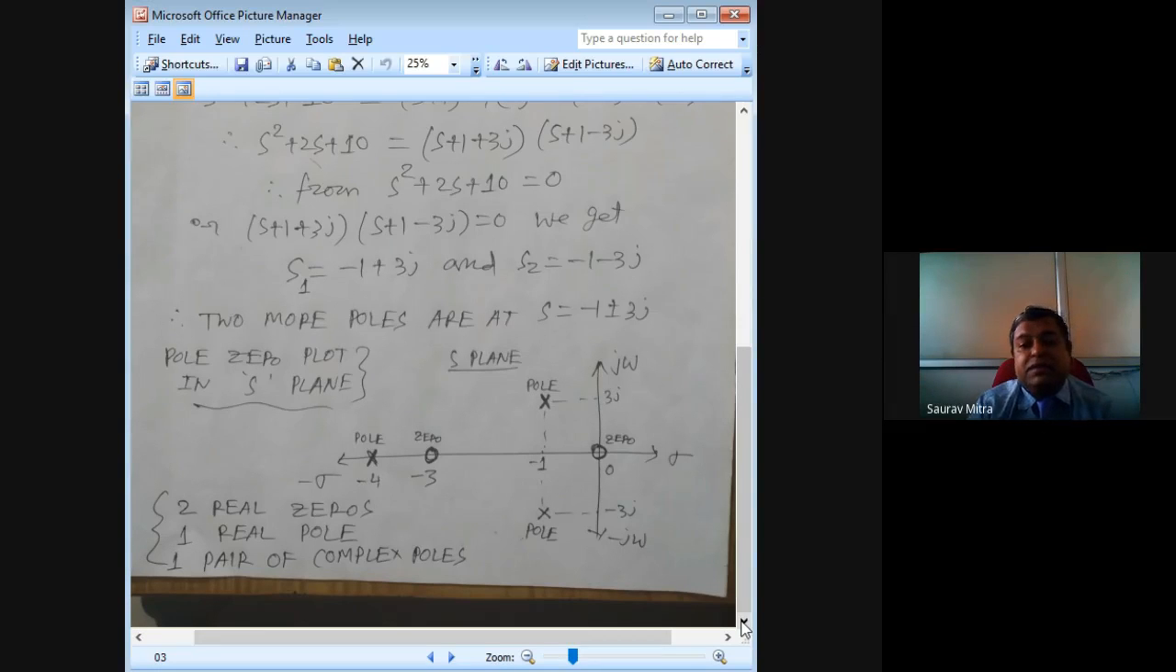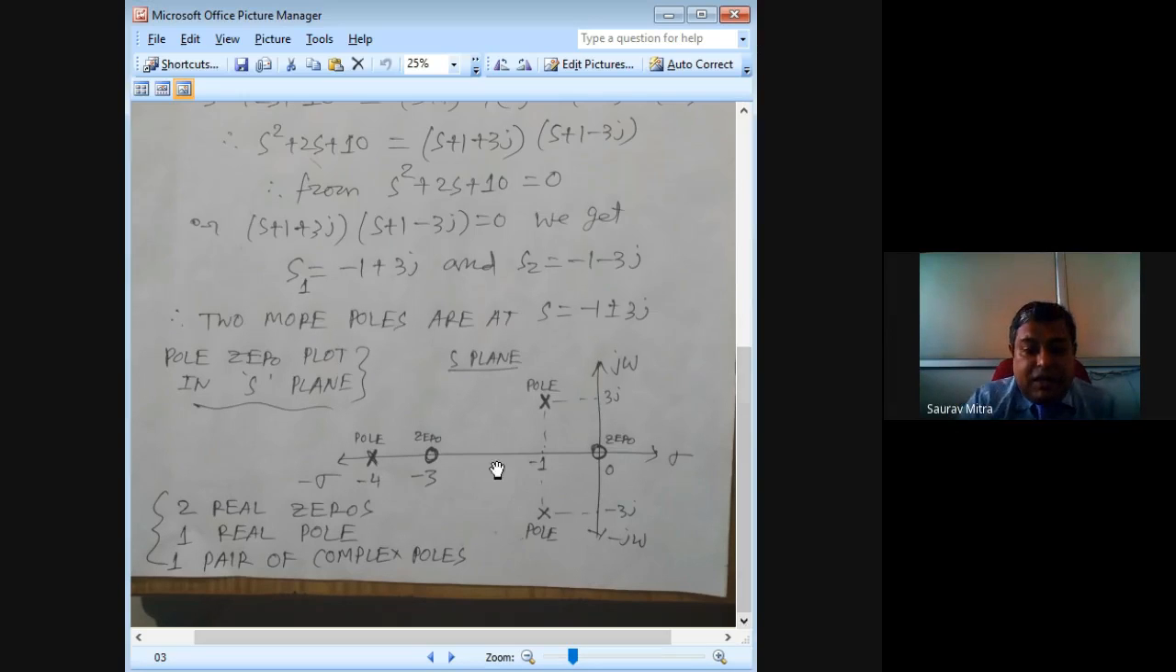What is a proper transfer function? Where the numerator polynomial has lesser order than the denominator polynomial. Your numerator polynomial has order 2 because s into s plus 3, if you multiply, becomes s square plus 3s. So it has an order 2 numerator polynomial. And in the denominator polynomial, there are 3 s terms, so it will be s cube. So it has order 3.